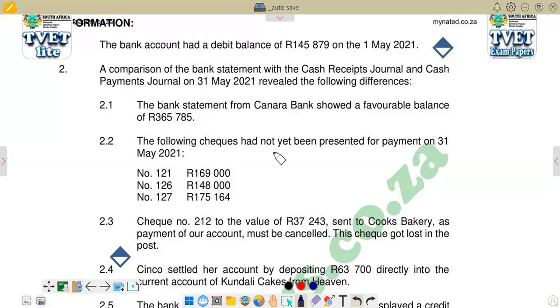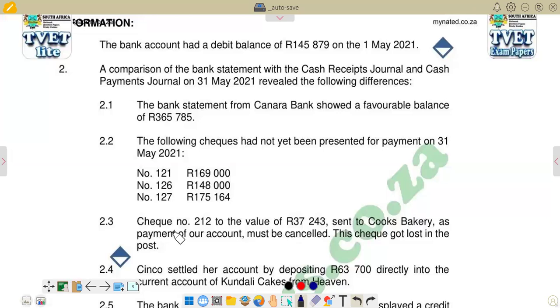And on 2.2, the following checks have not yet been presented for payment on 31 May 2021. Remember, checks not presented are only going to affect the bank reconciliation statement, whereby we are going to put them on the debit side of the bank reconciliation statement. They are not going to affect our cash receipts journal and cash payment journal, the ones that we are going to prepare for this video. So for this video, we just skip this.